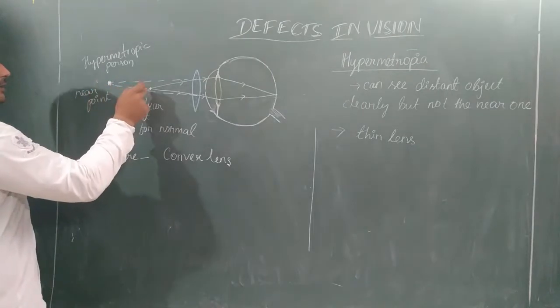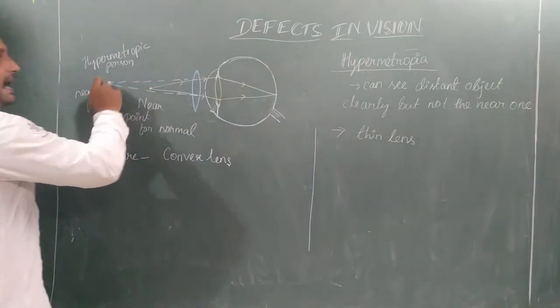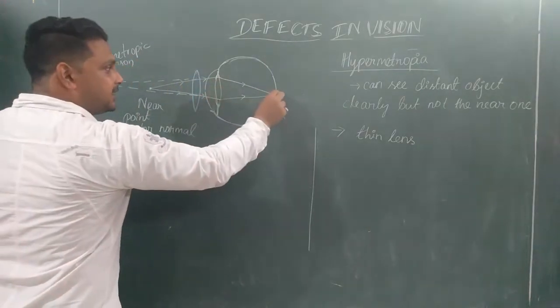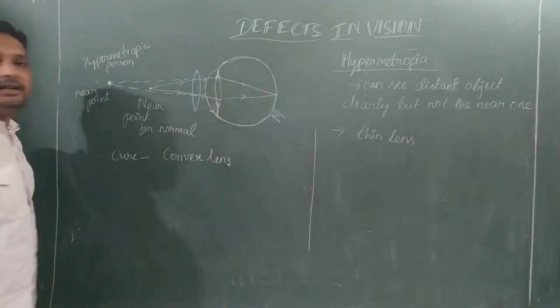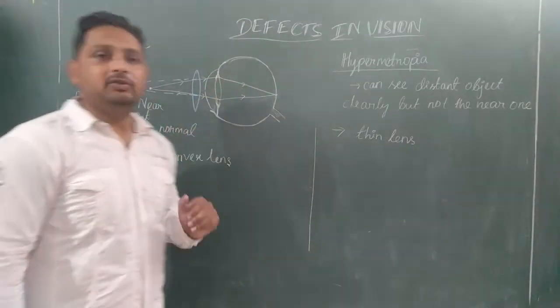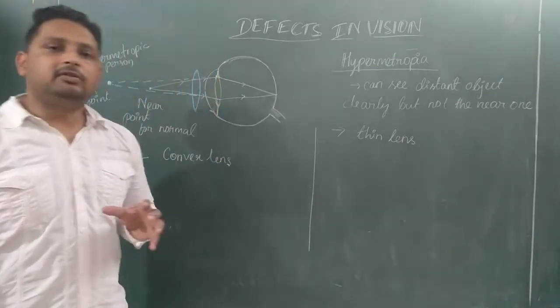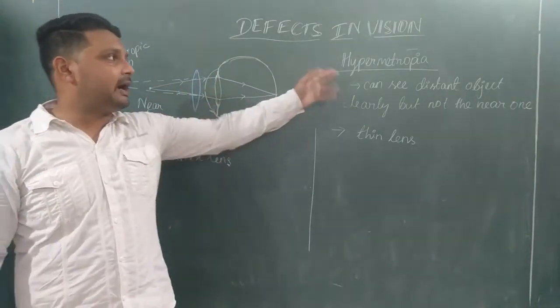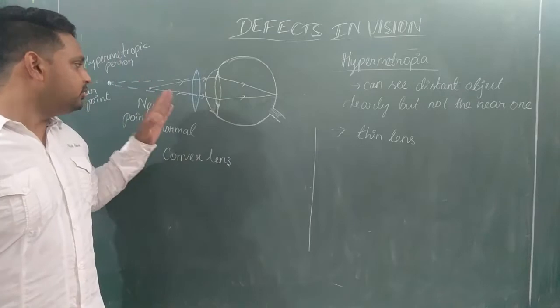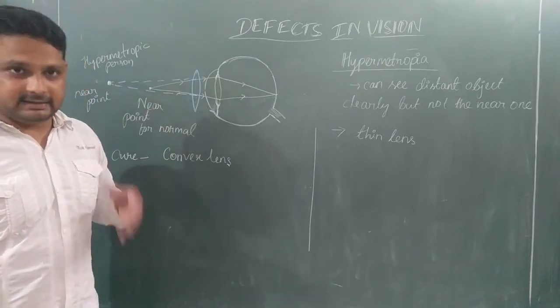Now here it forms an image of this object. This image acts as an object for the eye lens, and the image is formed on the retina, which makes it easier to see. So if a person is suffering from hypermetropia, he should use a convex lens.